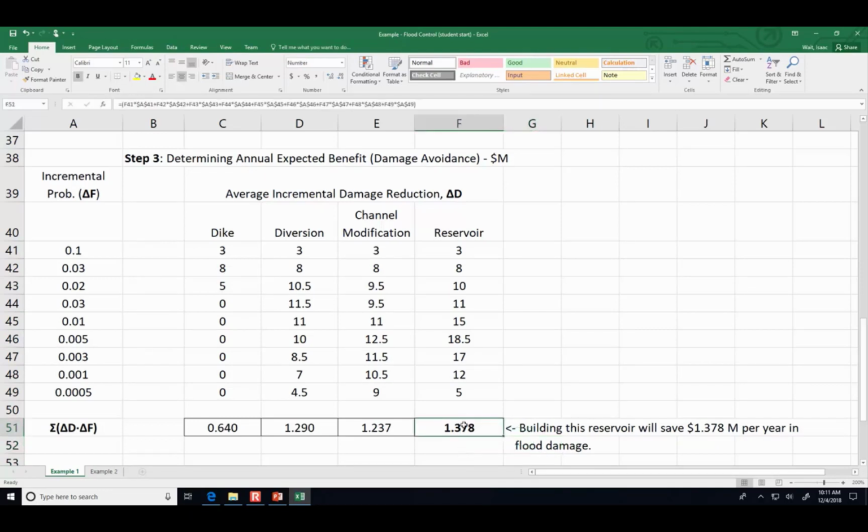In the end, you can see that the one with the highest annual expected benefit is the reservoir. So this sized reservoir is going to save every year 1.378 million. Now we don't know how much this reservoir is going to cost on an annual basis. If the cost is more than $1.378 million, then you may have to reconsider whether to build it.